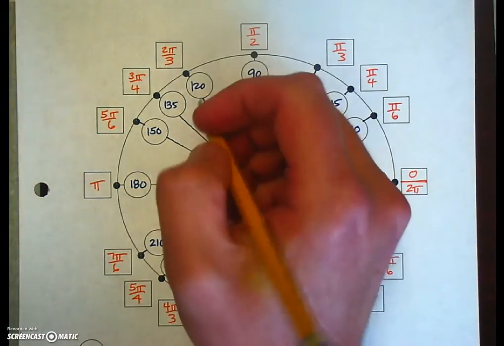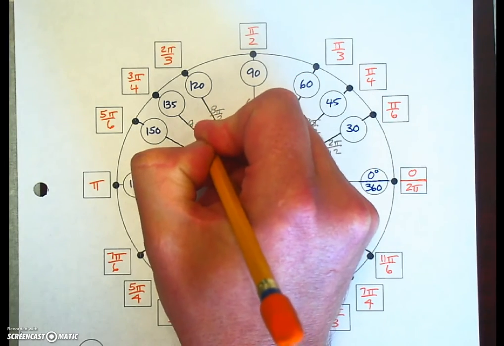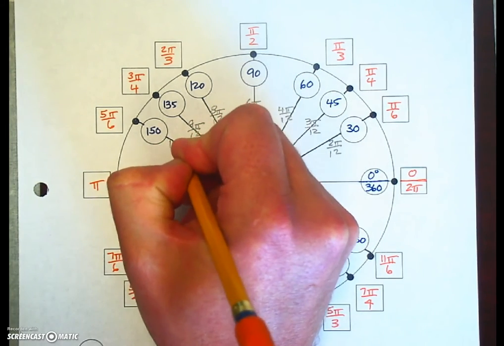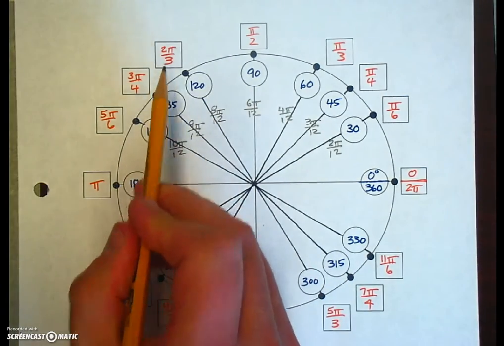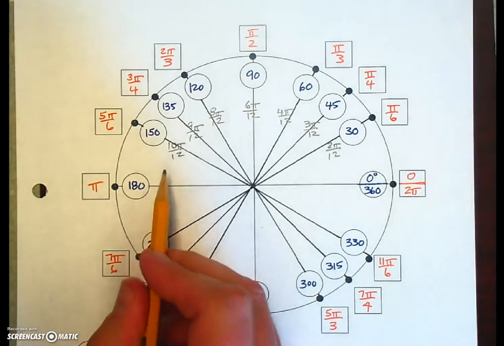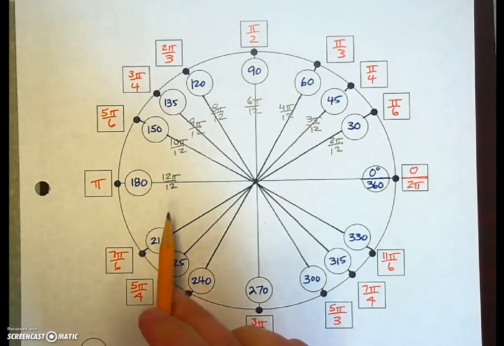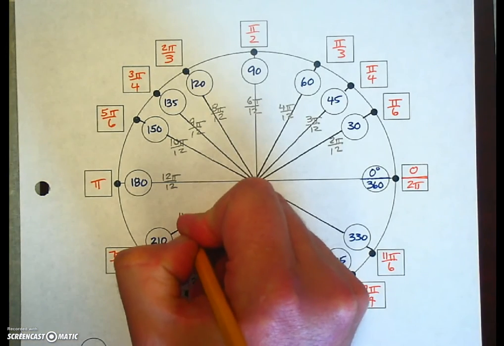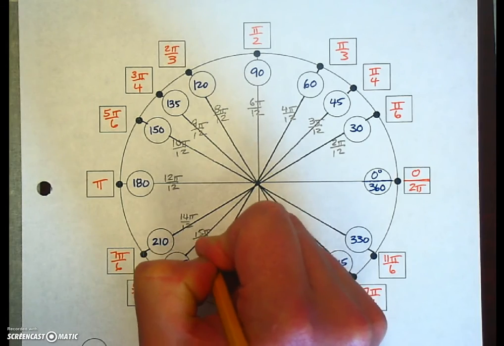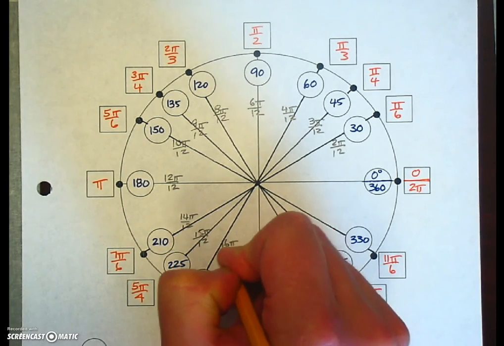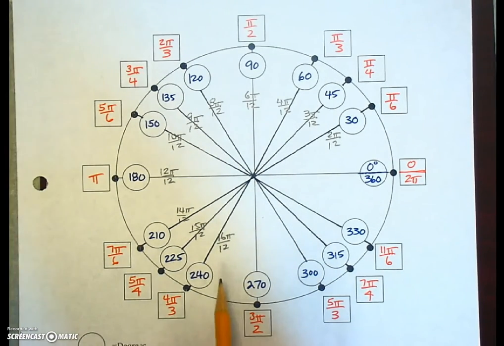7 is prime, so I'm going to skip it. I'm going to go 8, 9, and 10. And notice if I reduce these, I get my fractions here. 11 is prime, so we go to 12. 13 is prime, so I go 14, 15, 16, and again, if I reduce those, I'm getting my radian measures.